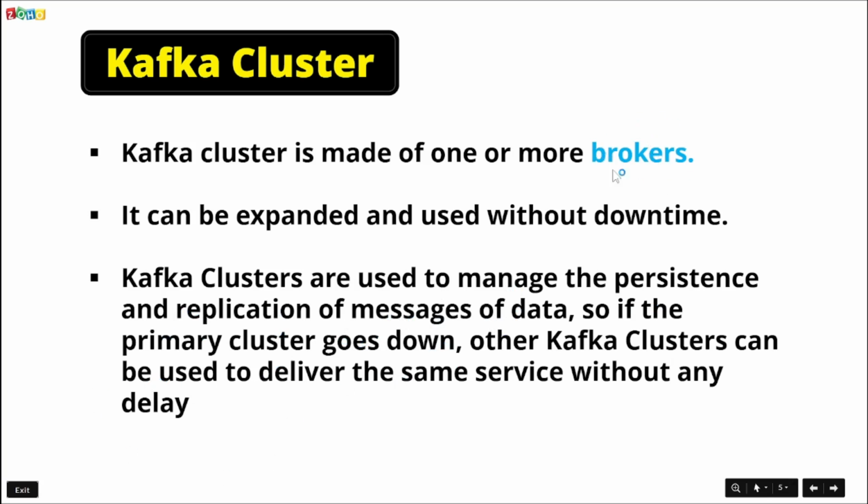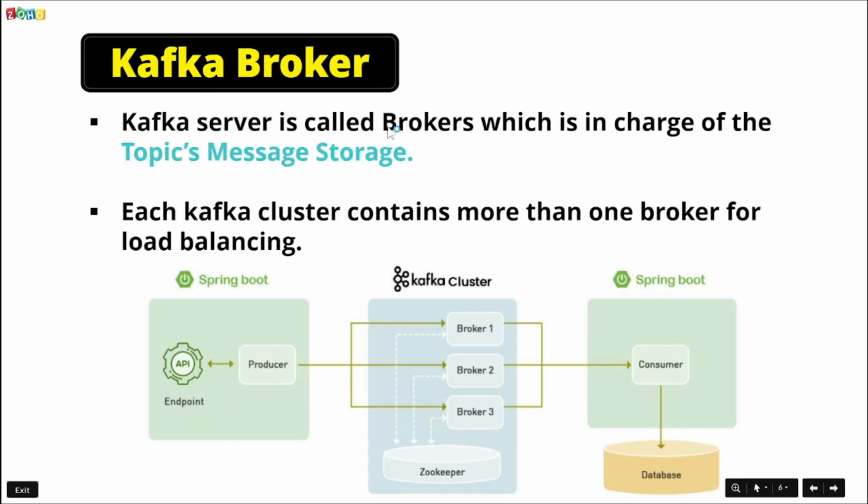Now let's see what is a broker. A Kafka server is called a broker, which is in charge of the topic message storage. Each Kafka cluster contains more than one broker for load balancing. So here in this example, we can see one Kafka cluster is having three brokers. A broker is nothing but a Kafka server, and a Kafka server is nothing but a machine where Kafka is installed. So a Kafka broker is responsible to store the topic messages.